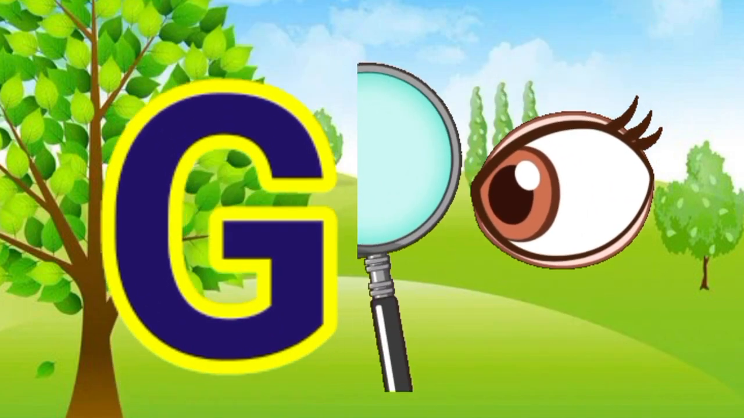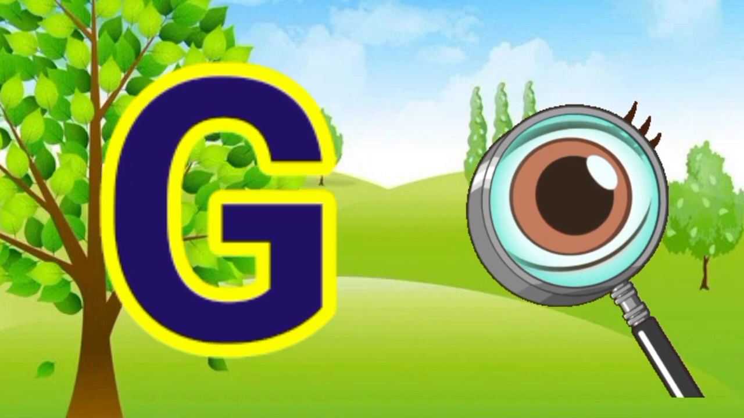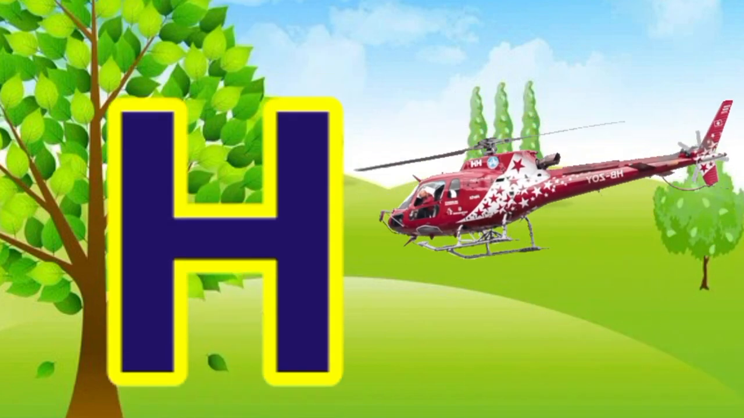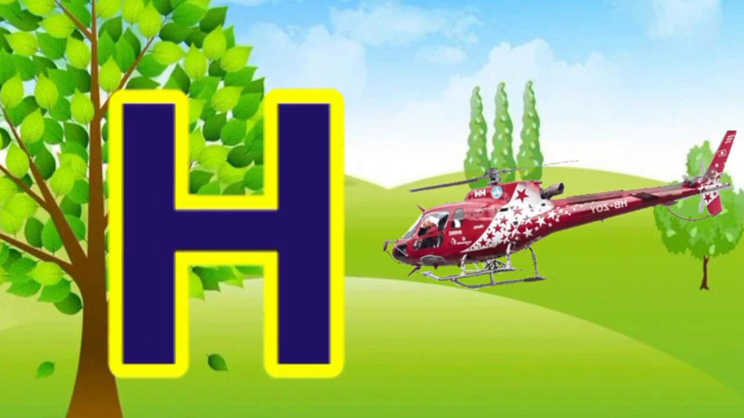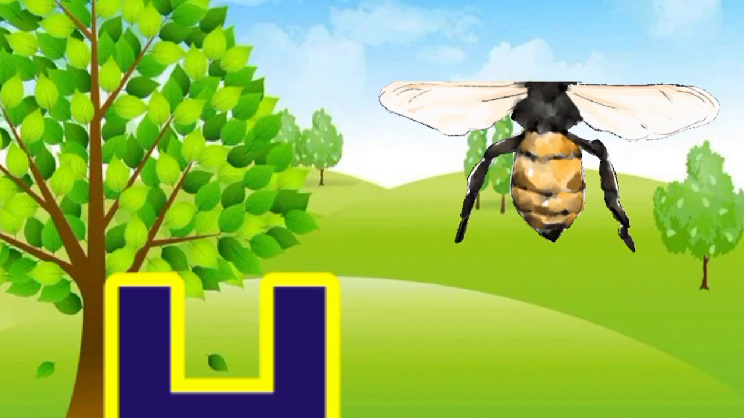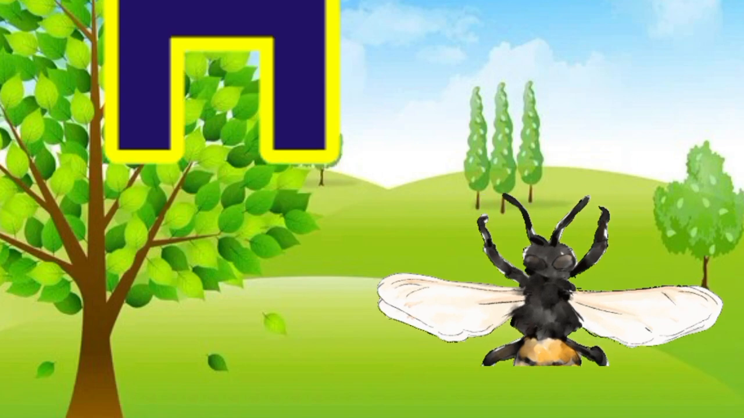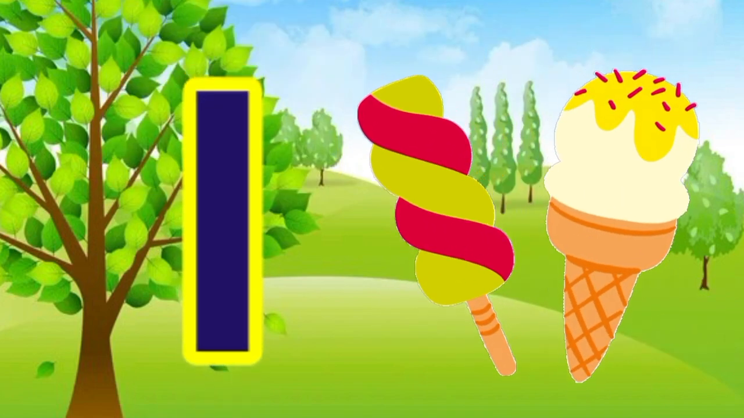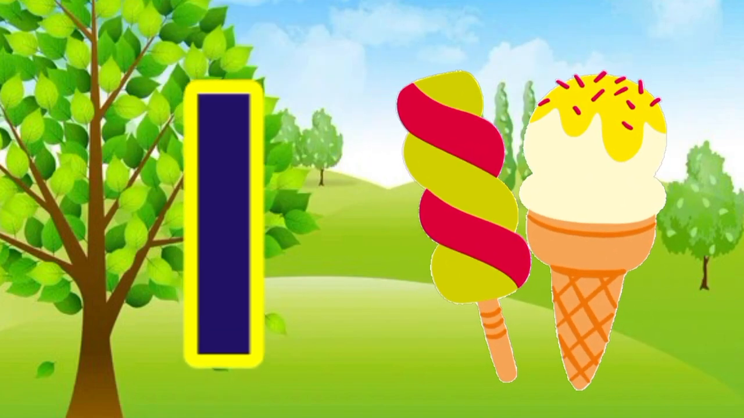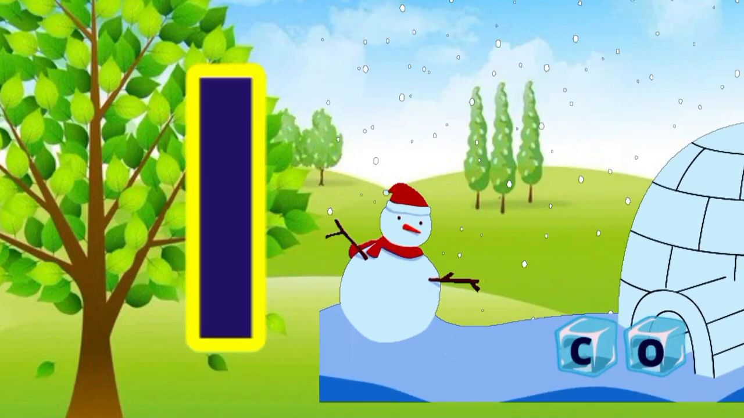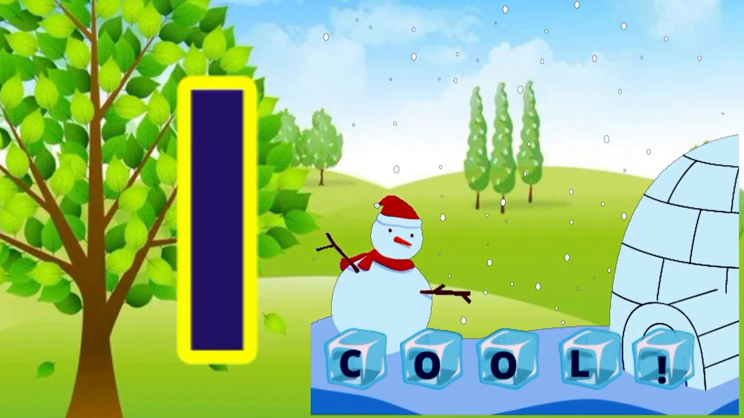G for glass. H for helicopter. H for housefly. I for ice cream. I for igloo.